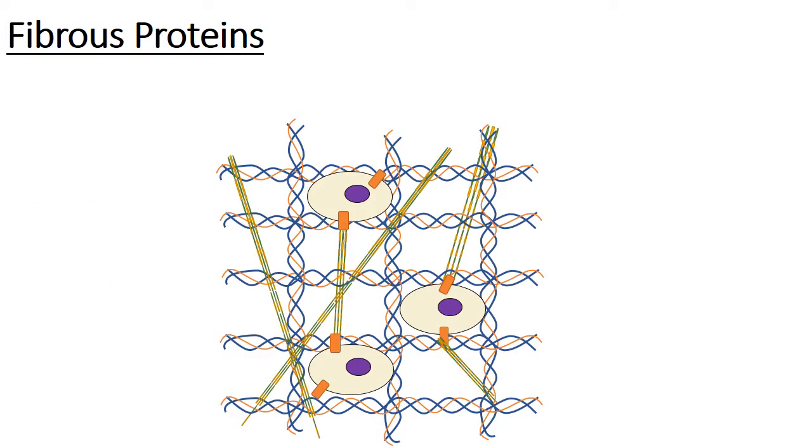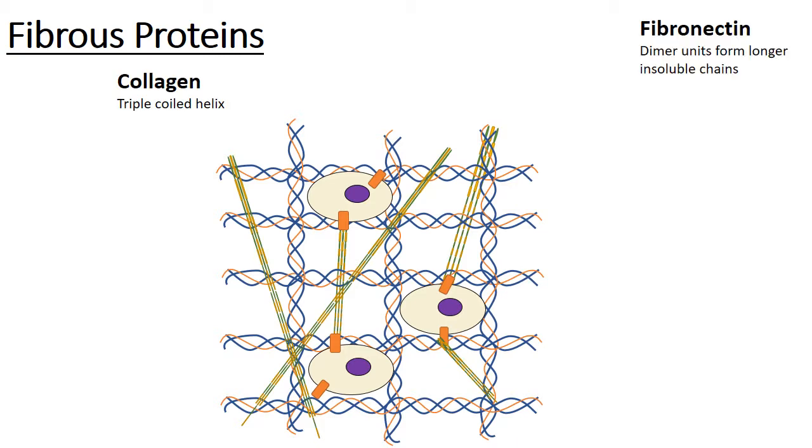Secondly, the fibrous proteins are embedded within the proteoglycan network to form the basis of the structural scaffold. They also help attach the ECM to other nearby cells. The two most common constituents of this group are collagen and fibronectin.